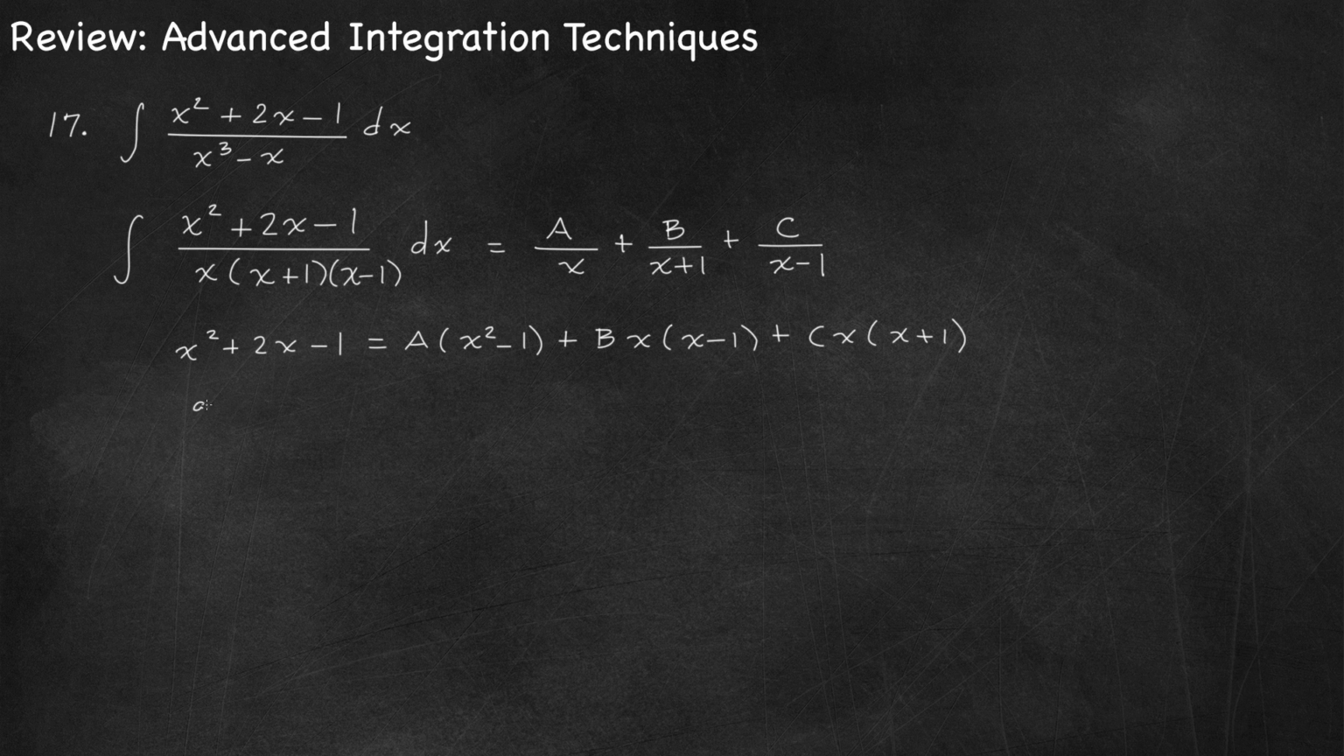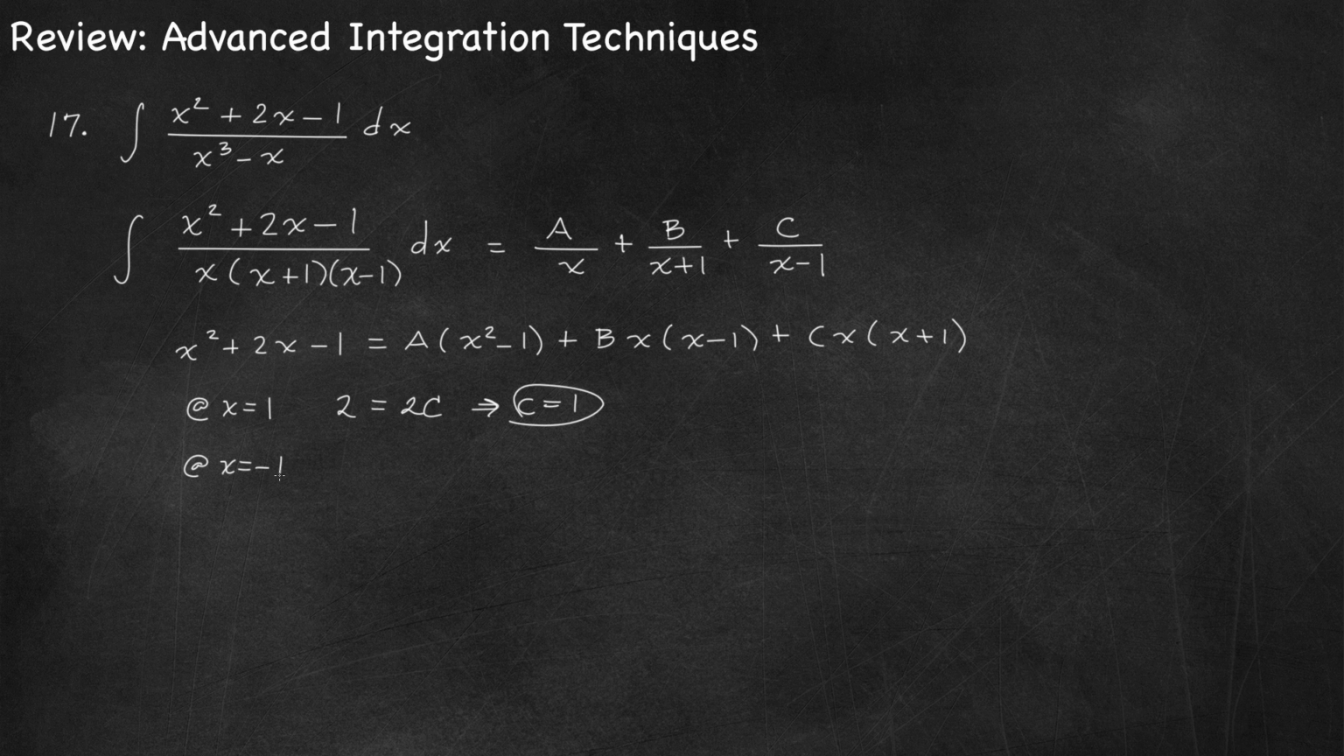And I'm going to just pick some values for x. I'll let x equal 1. And then I get on the left, 1 plus 2 is 3 minus 1 is 2. On the right, I get a 0 there, a 0 there, 2 times c here. Okay, so that tells me that c equals 1.